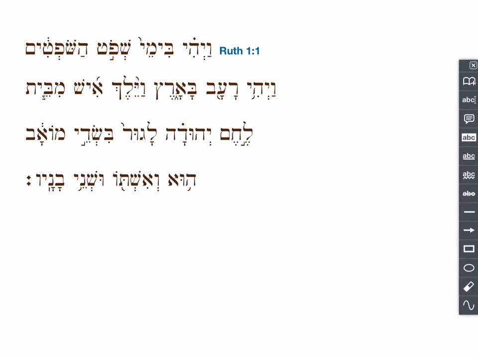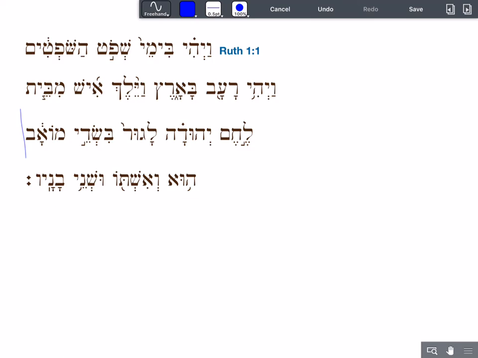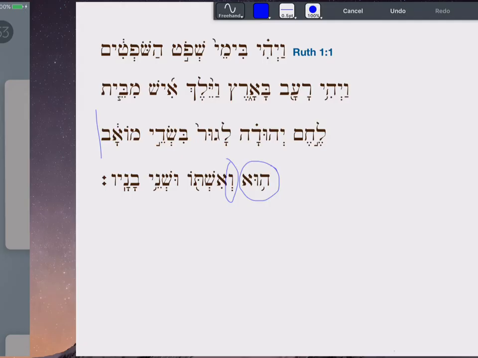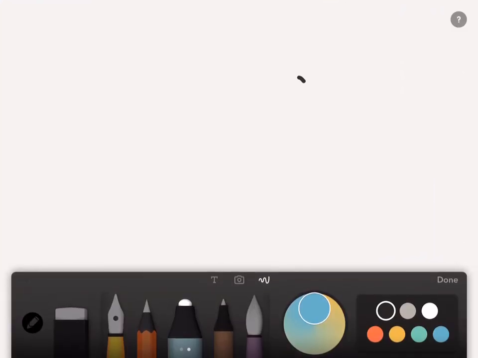So let's read again. Up to here we have, and a man from Bethlehem of Judah went to journey in the fields of Moab. And then we get a repetition of he, it's our pronoun, and his wife, and his 2 sons. So it wasn't just this man, but his wife and his 2 sons also went as well. We have our conjunctive vav here. Ishto is the feminine word isha.